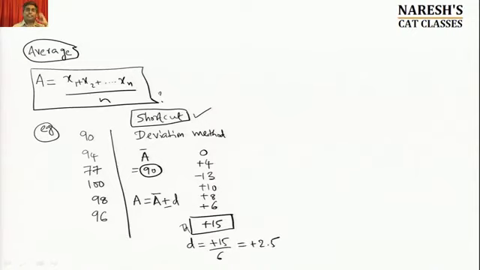Because the deflection is 2.5 more, the final average in this case is very simply 90 plus 2.5. Hence, the aggregate score of this student is 92.5. So this is how quickly you can do this. Quickly make a note of this.